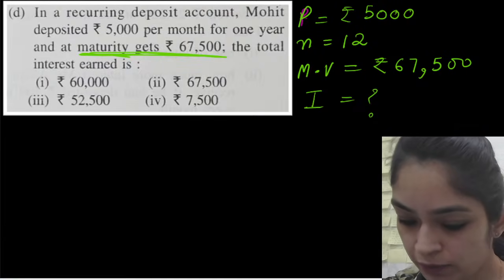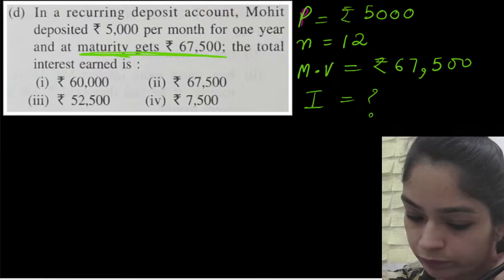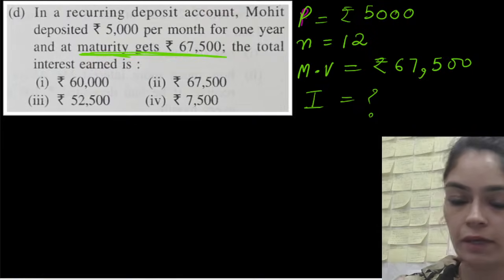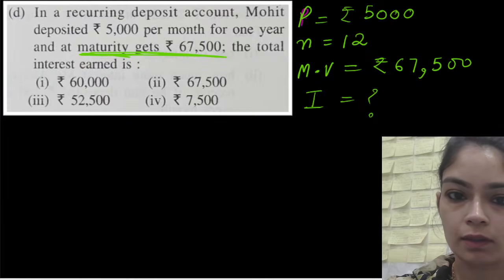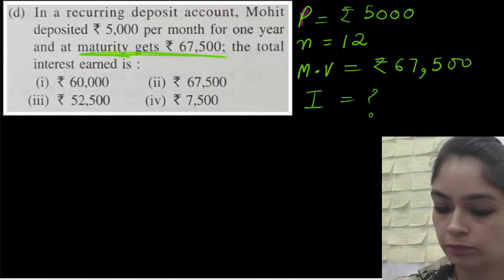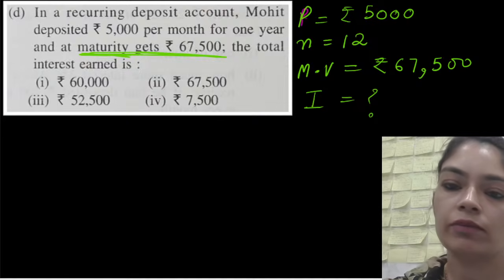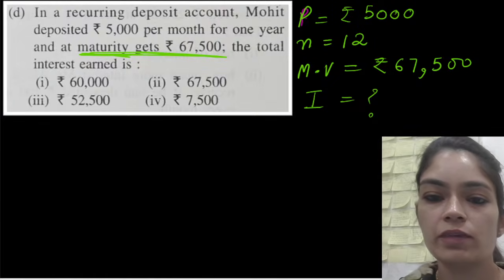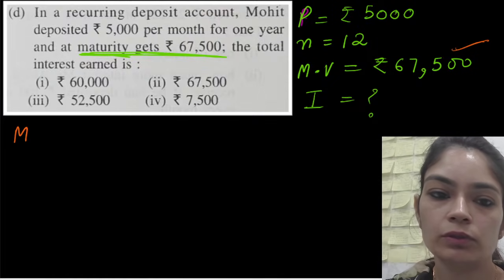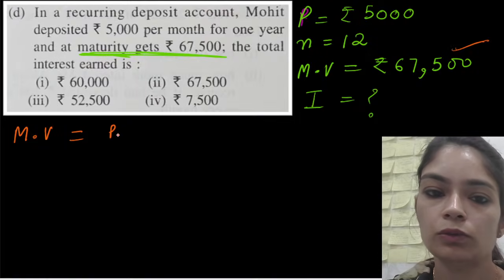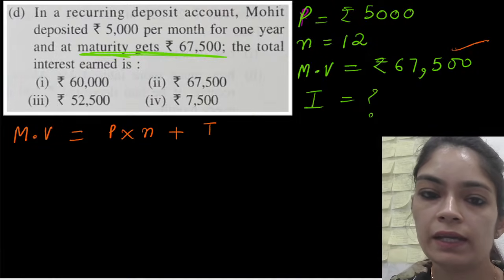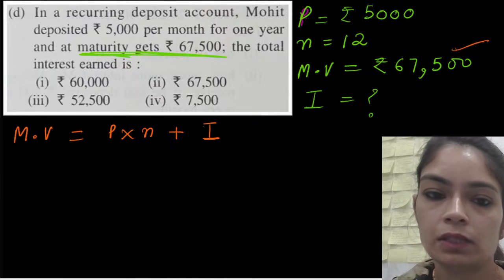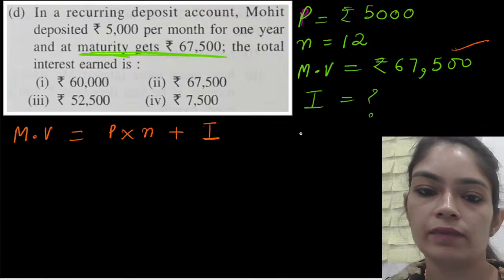Which formula should we use here? We have to use MV's formula. Here we only have two formulas, either MV or interest. Since MV is given to us in this question, we have to use the formula of MV. So we know MV is equal to P into N plus I. Here don't expand I because we know we have to find the value of I. So we'll just substitute the values of MV, P and N and find the value of I.